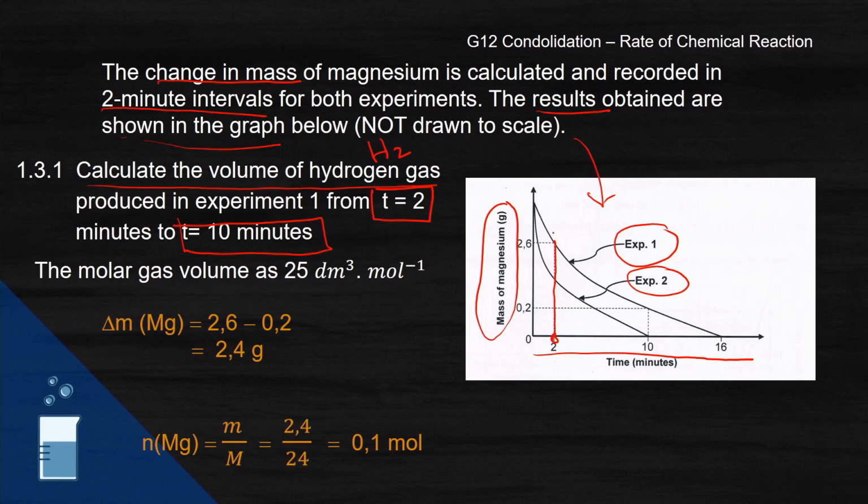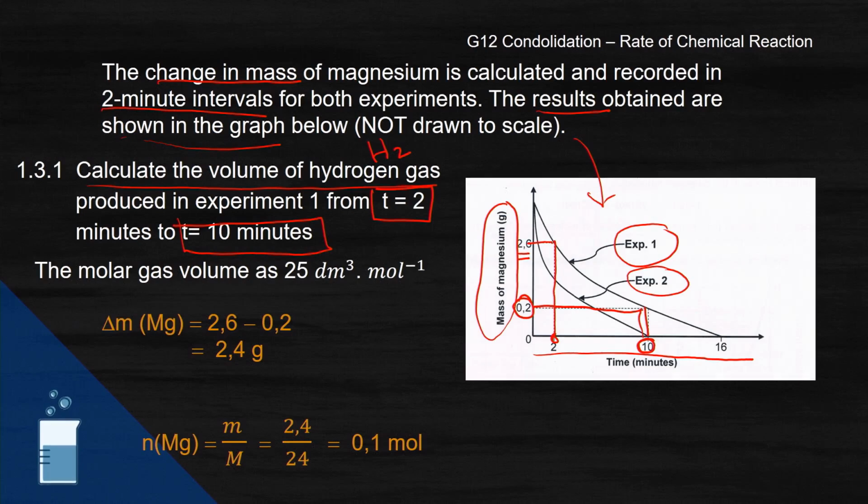We're dealing with experiment 1. They tell us experiment 1. So there is our mass, 2.6 grams of magnesium that we start with. They tell us that the time interval is 10 minutes, and so if we read that off the graph, we see that our second reading at t equals 10 minutes is 0.2 grams.